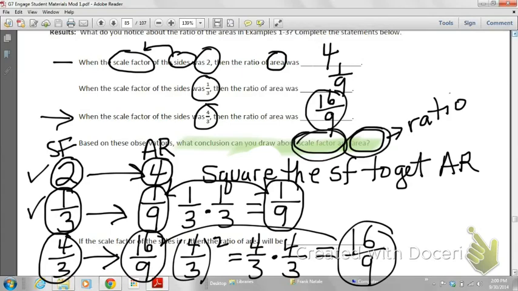When you calculate your one-dimensional scale factor, for example over here, 2, and you square that number, you come up with the area ratio of 4. Okay? So that, to me, is very exciting. I hope it is as exciting for you.